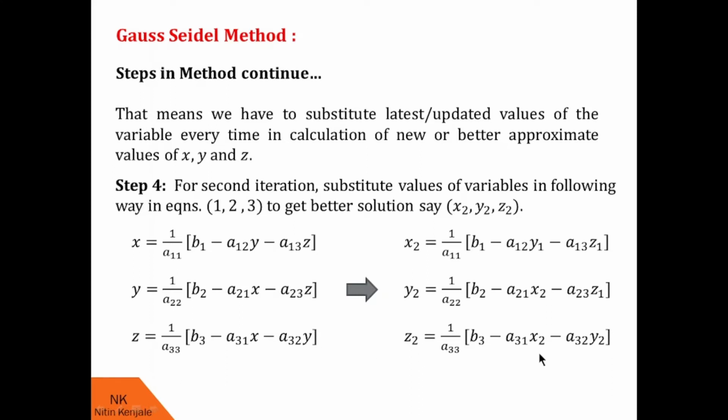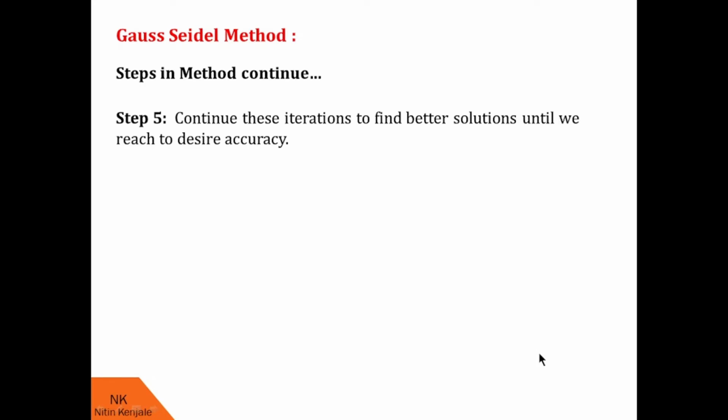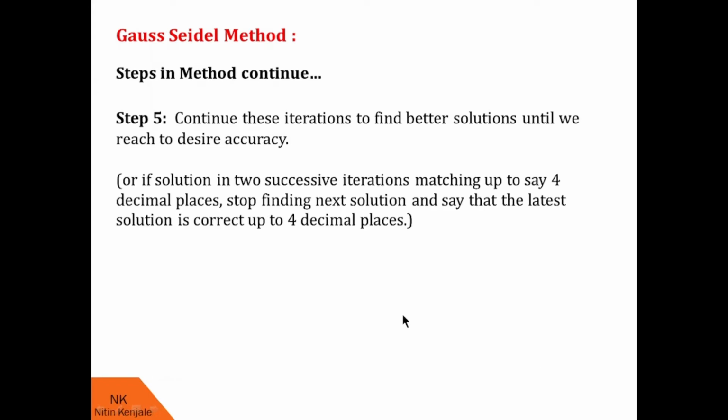We continue this process until we get the desired accuracy in the solution. You can say that you get the desired accuracy if in 2 successive iterations, the solution is matching up to 4 decimal places. Then we stop finding the next solution and we say that the solution obtained so far is correct up to 4 decimal places. I hope guys you understood these steps. Now we proceed to solving some real examples.